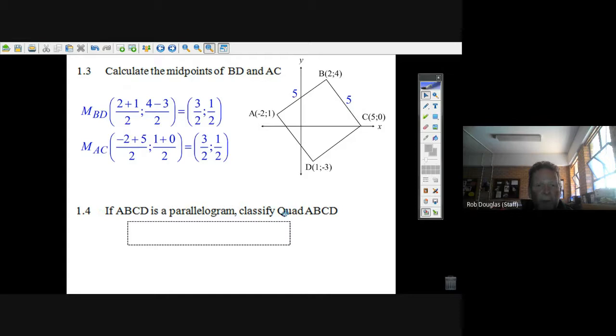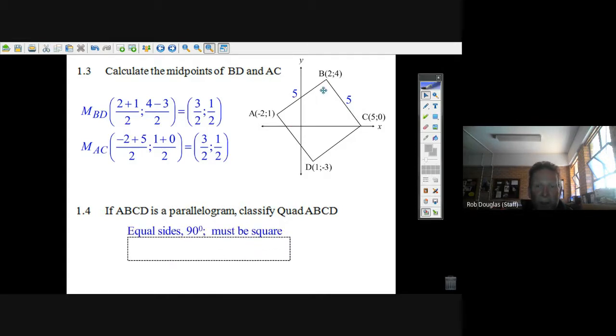Well, if this is a parallelogram, and we've just shown that it's 90 degrees there, can we classify it? Well, we know we've got 90 degrees. We know that opposite sides of a parallelogram are equal. All the sides are equal, and it's 90 degrees. It must be a square. It has to be a square. That would be the best description for this quadrilateral.